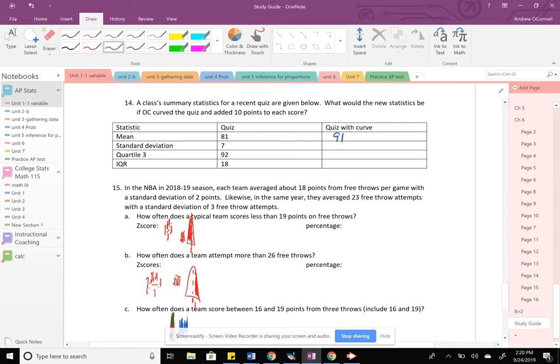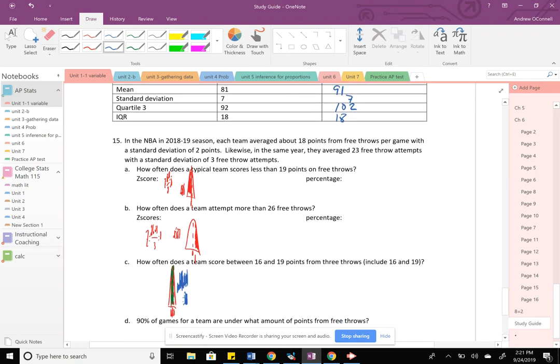However, standard deviation measures spread. Spread is not affected by adding 10 to each score. So that standard deviation of 7 stays 7. Likewise, IQR is also a measure of spread. That 18 is still 18. Quartile 3 is a measure of position, so that 92 would be bumped up to 102. However, if I had said the teacher multiplied each score by 10, well, then everything would have been affected.